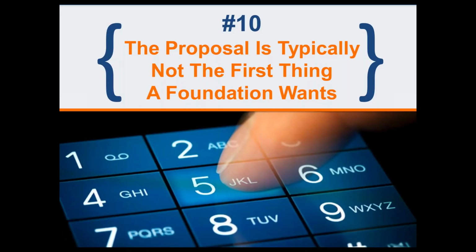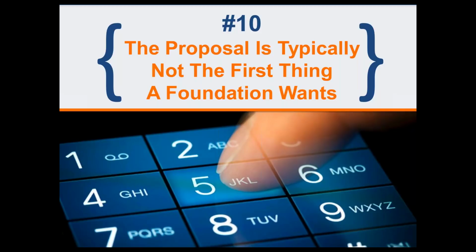So number 10, the proposal is typically not the first thing a foundation wants. When we go through Foundation Directory Online, you'll find out what some of the things are that a foundation wants before that. And that could be a letter of inquiry, which you may also commonly hear called an LOI. Some people call it a letter of intent as the initial approach. A letter of inquiry or a letter of intent, they all mean the same thing, and they're usually 2 pages or sometimes 1 page, and they're mini versions of your proposal.